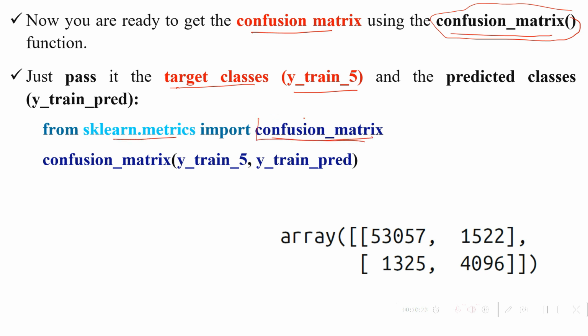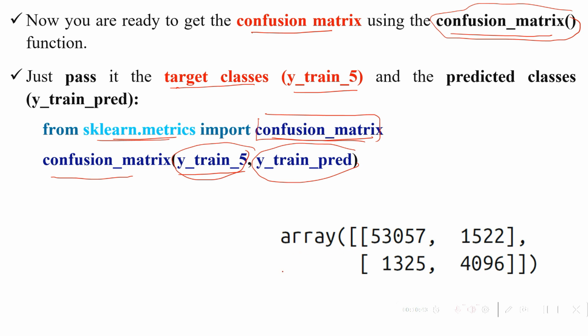The confusion_matrix is there in sklearn.metrics, and from that we import it. For the confusion matrix, we provide y_train_5, which is the actual training data, and this is the predicted data. For that we are going to get the results.